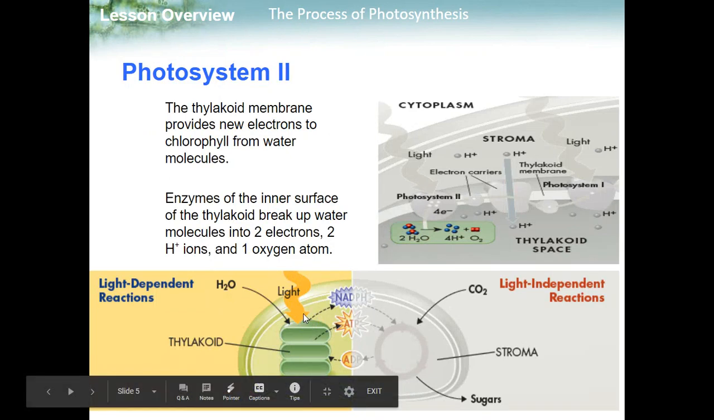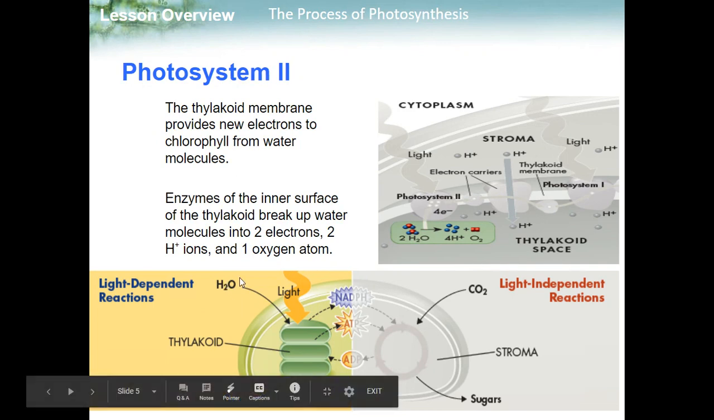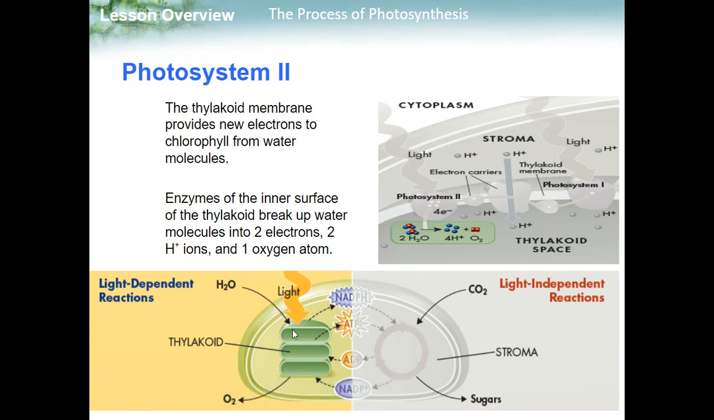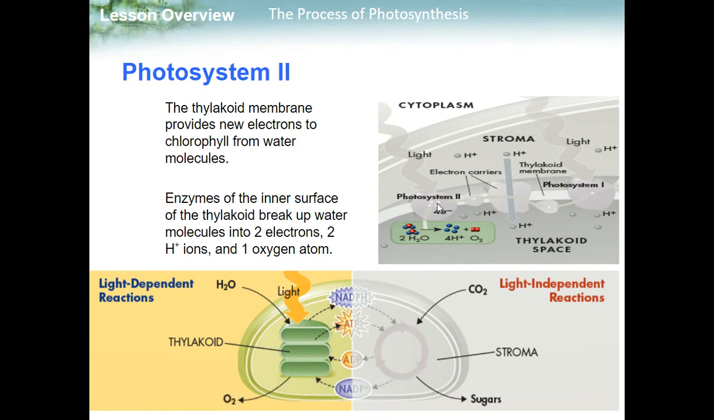What happens in the photosystem 2? The thylakoid membrane provides new electrons to chlorophyll from water molecules. Here you can see that the water molecule enters the thylakoid. Enzymes on the inner surface of the thylakoid break up water molecules into two electrons, which will be brought here to the photosystem 2, two hydrogen ions, and one oxygen atom.